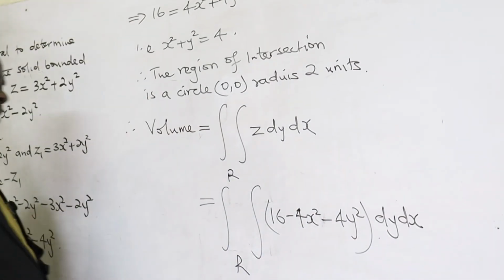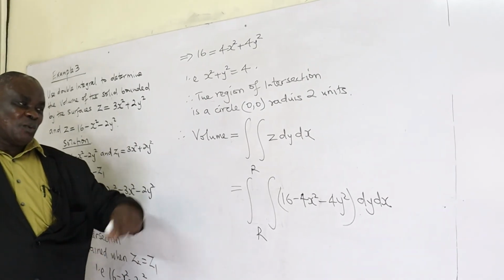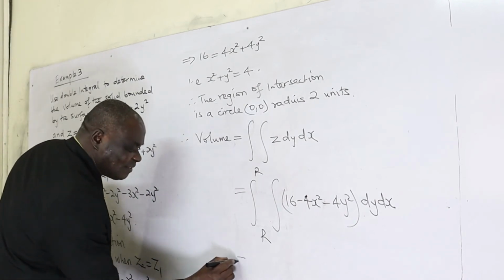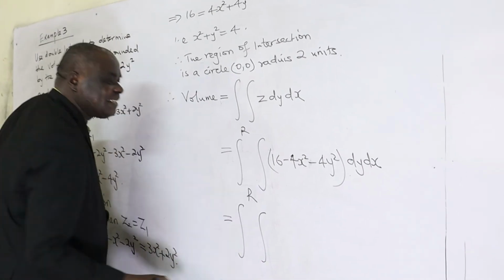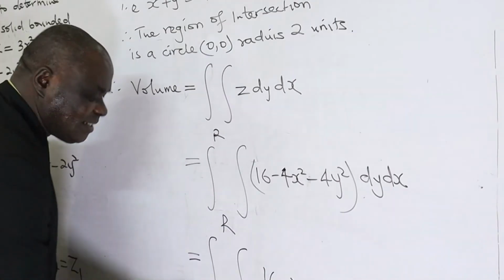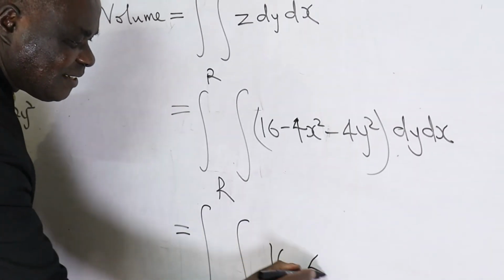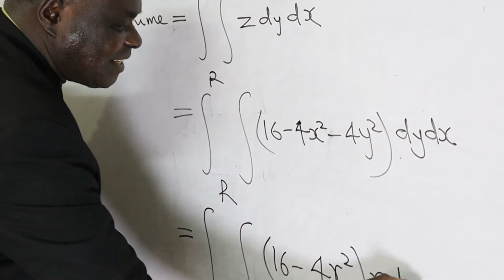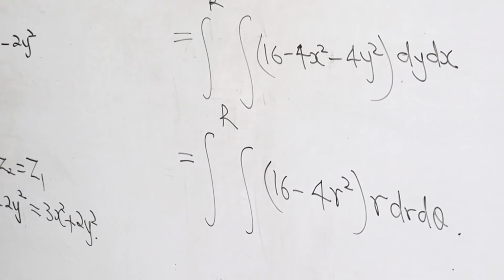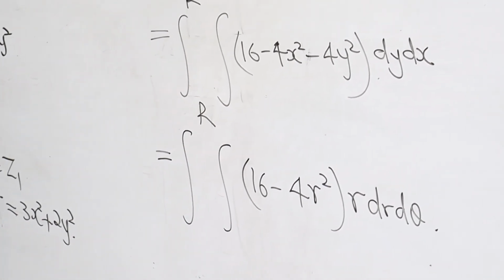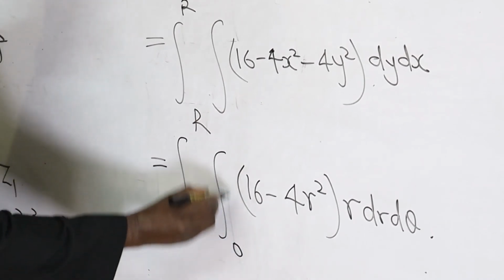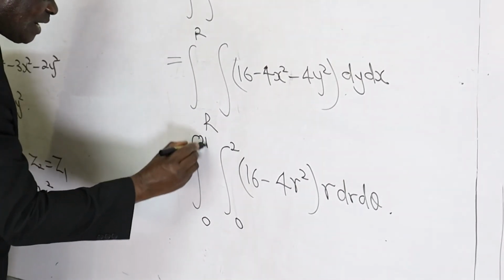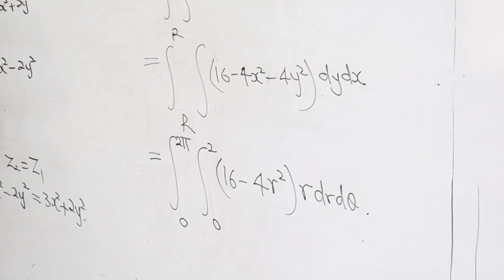region R. Since region R is a circle, we simply convert everything into polar coordinates. So this will be the double integral. This will be 16 minus 4r squared. Then we have here dy dx is r dr d theta. The limits for a full circle: this is a circle of radius 2 units, so r will be changing from 0 to 2. And since it is a full circle, theta will be changing from 0 to 2 pi.